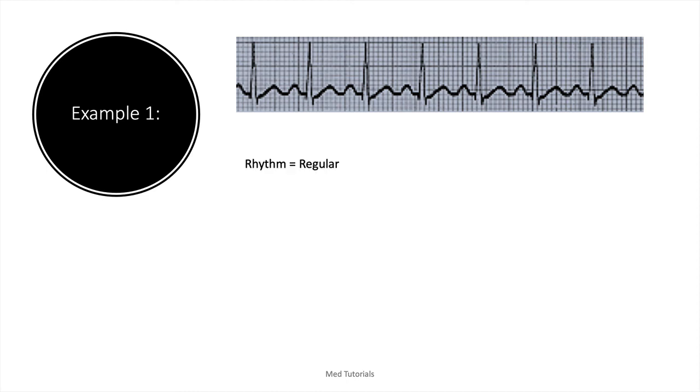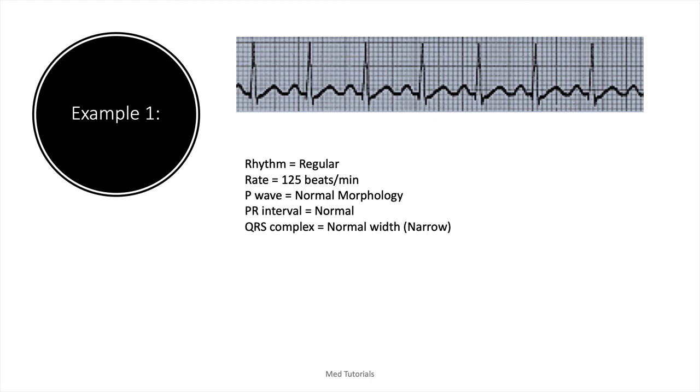So here we see that the rhythm is regular, the rate is around 125 beats per minute, the P wave is of normal morphology. Of course, we are assuming that even when the patient's heart rate was normal, he had a P wave of normal morphology. PR interval is normal, and the QRS complex is of normal width, it's narrow, and so the impression is sinus tachycardia.